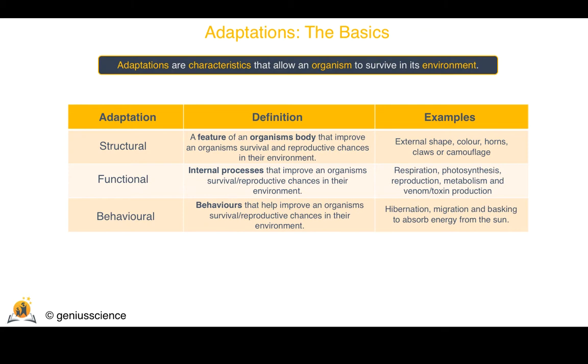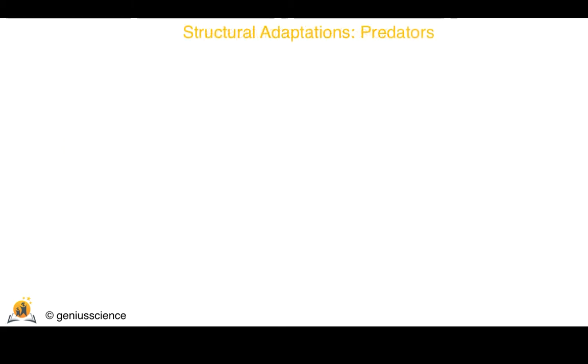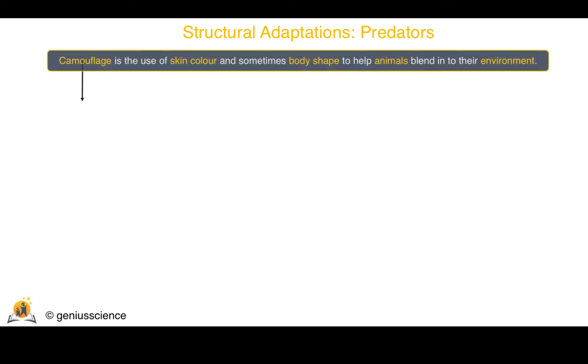I will now go through some specific examples of each of these three types of adaptations, starting with structural adaptations in predators. One of the most important structural adaptations in the animal kingdom is camouflage. Camouflage is the use of skin colour and sometimes body shape to help animals blend into their environment. For predators, camouflage is useful so they can ambush prey. And for prey animals, it is very useful to avoid predators.